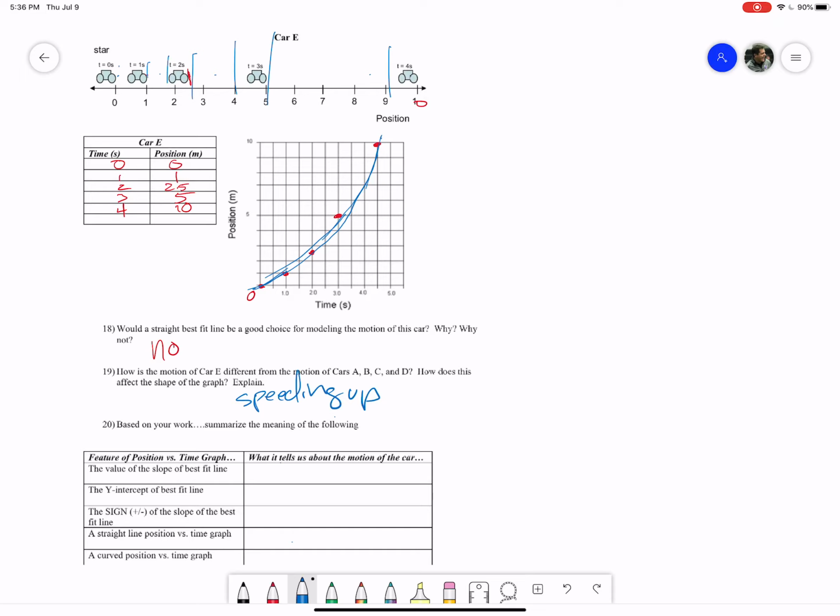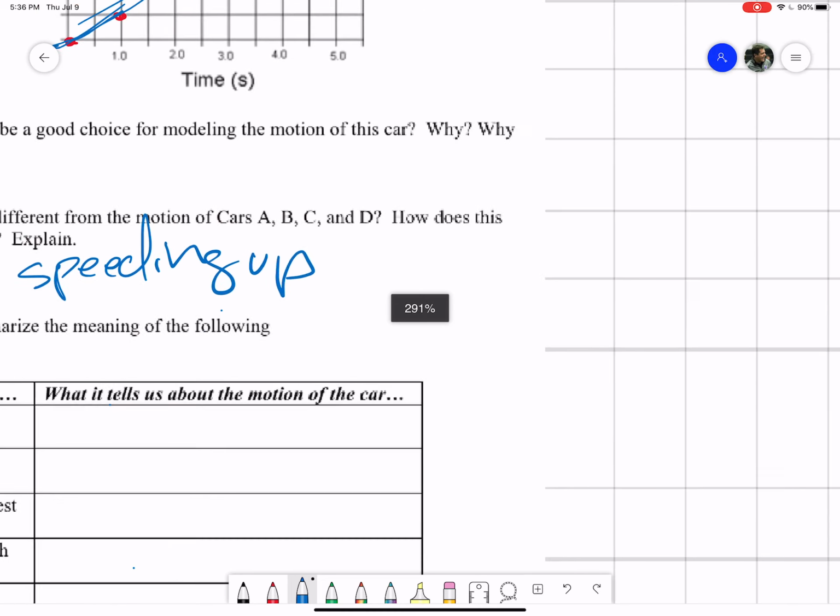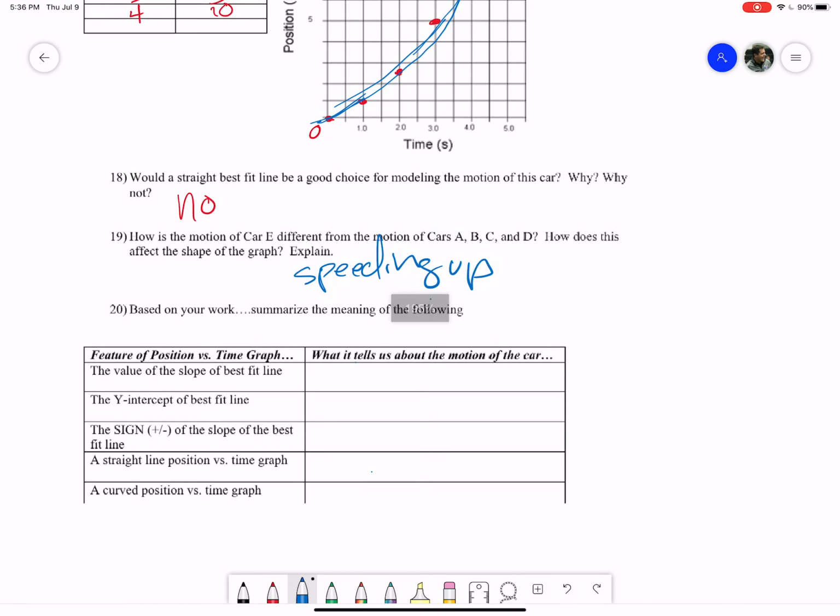Okay, so here we go. Now let's summarize the meaning of the following over here. The value of the slope. What I would say the value of the slope represents is velocity. Okay, so velocity or speed. For some it would be speed, except speed doesn't really care about direction. You can't have a negative speed. But really, how fast you're going would be velocity.